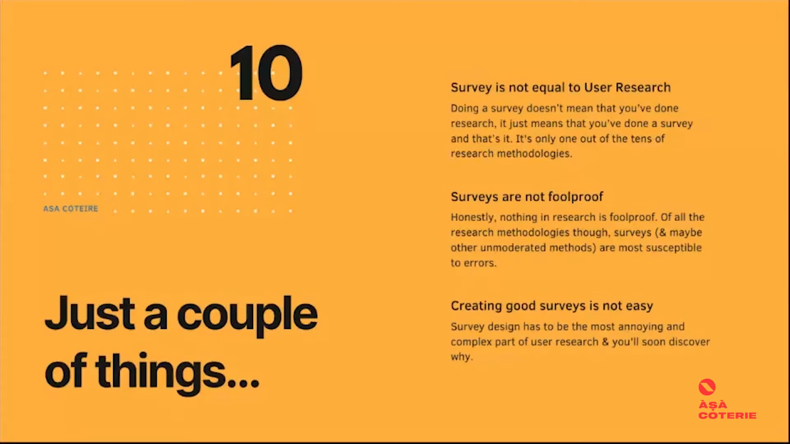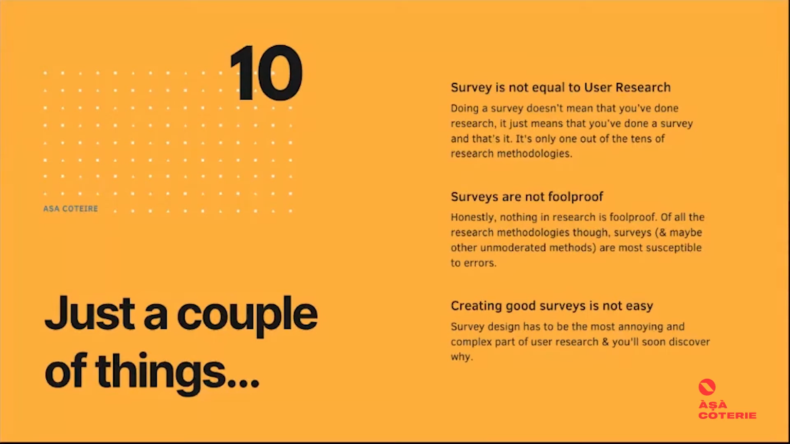The next thing is that surveys are not foolproof. Honestly, in research, nothing is foolproof. But of all the research methodologies, surveys and some other unmoderated methods are the most susceptible to errors, because you're not there with the user. You don't know what they're doing, so they can do whatever they want. And if they don't understand it, they'll leave it. That's the thing about surveys. So you have to make it as simple as possible. You need to make sure you're asking the right questions and that everything is set, because if things are not set, people will just abandon it and there's nothing you can do about it.